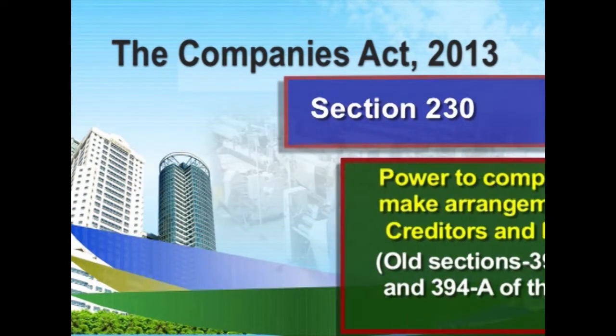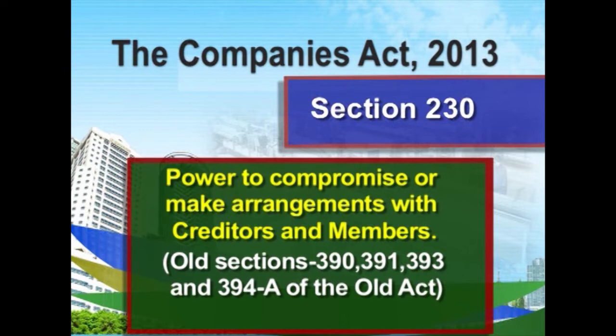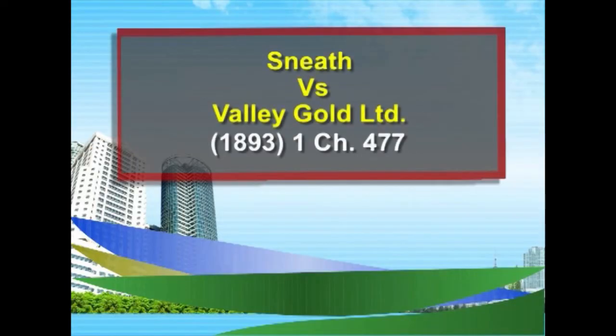Section 230. Power to compromise or make arrangements with creditors and members. Old sections: Sections 390, 391, 393 and 394A of the old Act. The term compromise presupposes existence of some kind of dispute, such as one relating to rights of creditors or members of the company. In other words, there can be no compromise without the existence of a dispute. Smith vs. Valley Gold Limited, 1893, 1 Chancery 477.